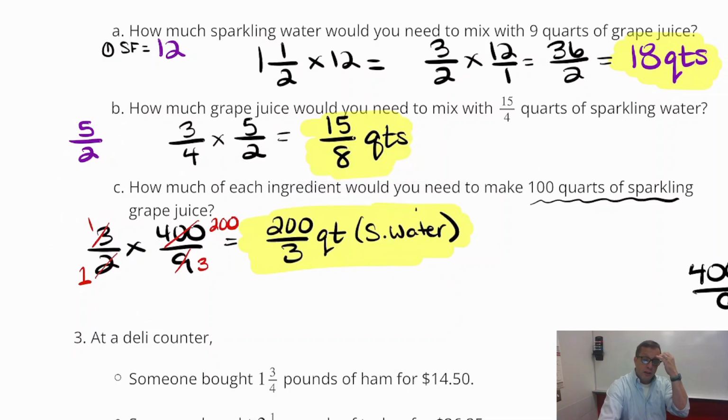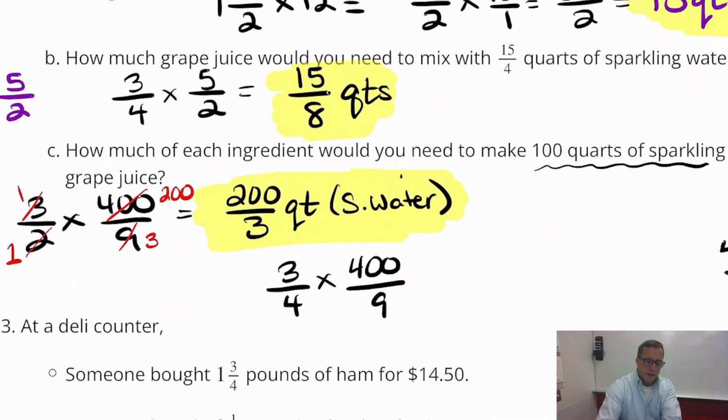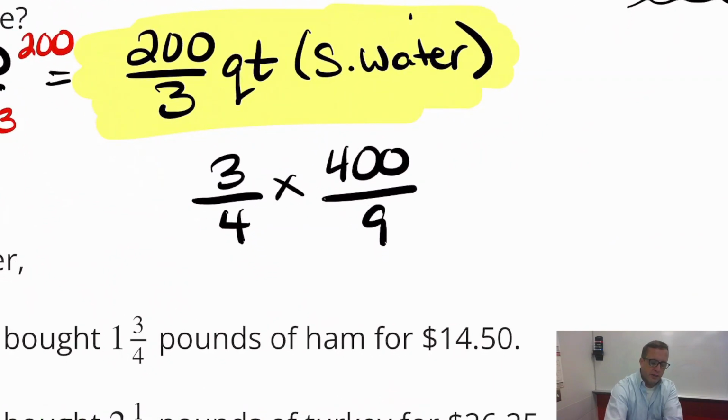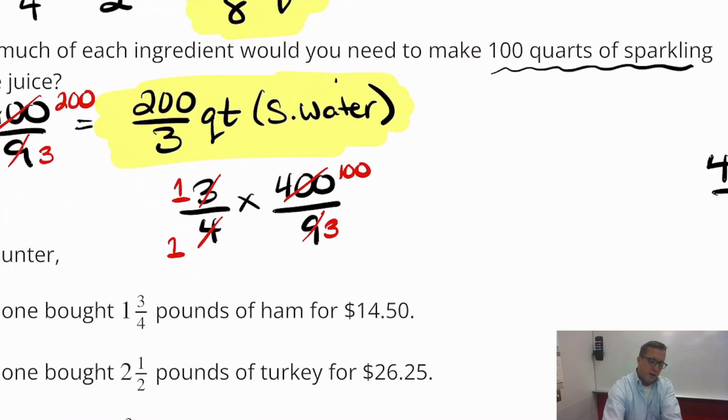All right, now let's do the same thing to the grape juice. Now we're just going to do 3/4 times 400 nights. And just like on the last one, we can do a lot of cross canceling. So 3 and 9 can both be divided by 3. And 400 and 4 can be both divided by 4. And so we're left with 100 thirds quarts of grape juice.